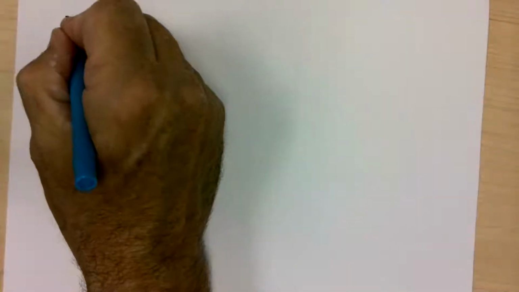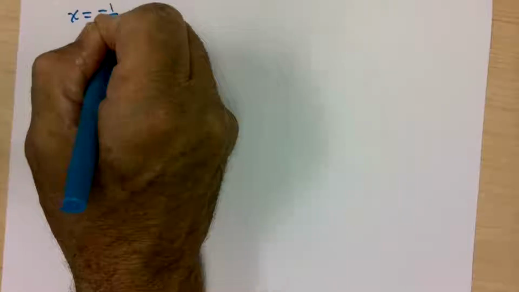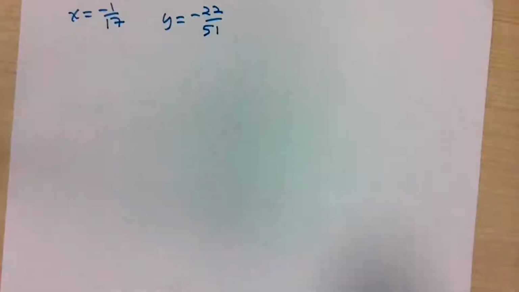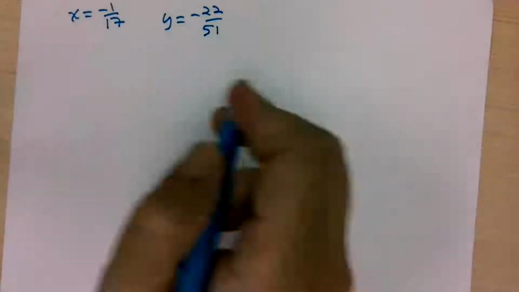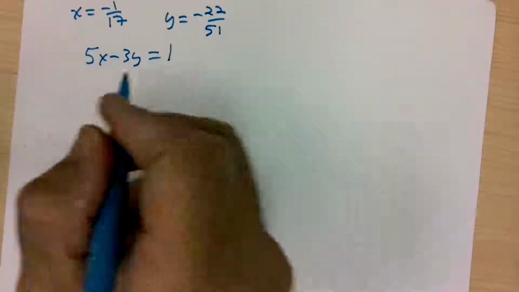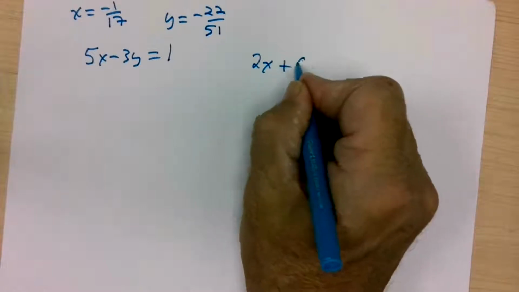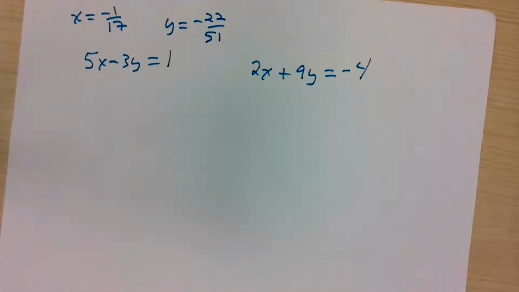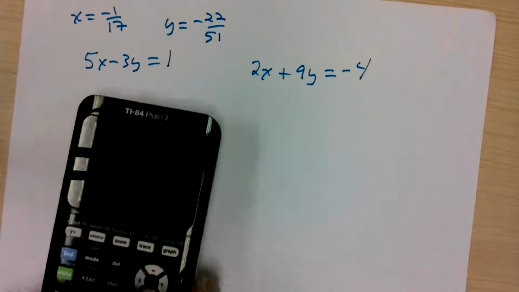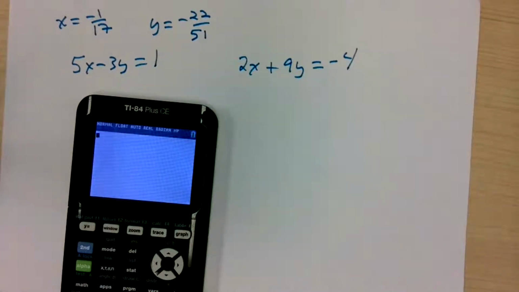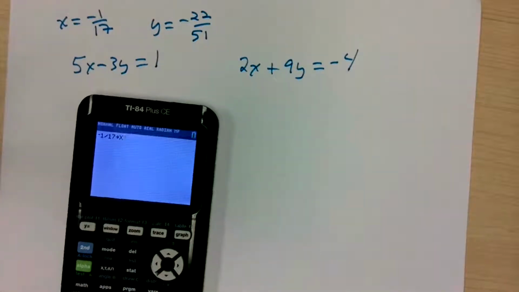X is negative 1/17. Y is negative 22/51. And then our two equations are 5x minus 3y equals 1, and 2x plus 9y is negative 4. I really like to check these to see if what I have is correct. So again, I'm going to pull out my calculator. I'm going to do it a little differently this time. I'm going to take negative 1/17 and store it in x. If you know how to do that, that's great.